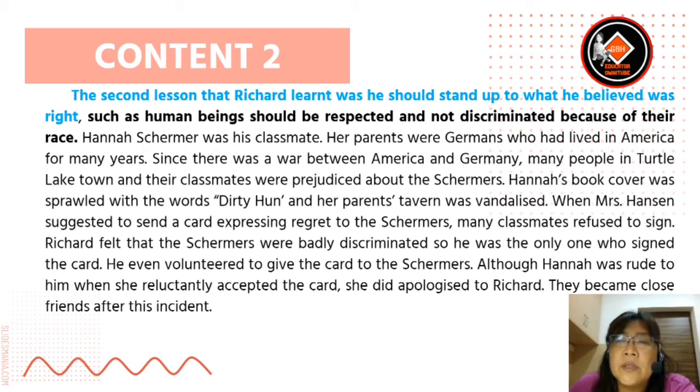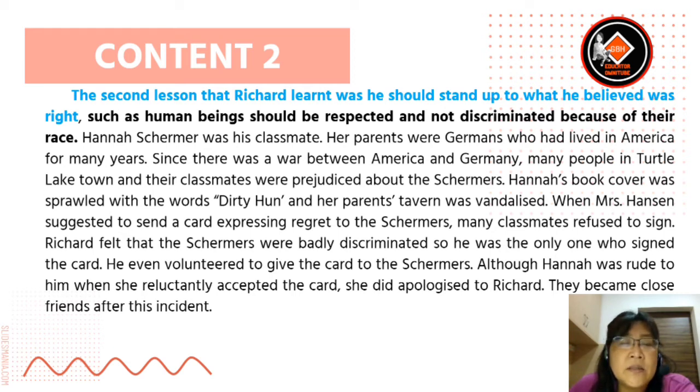For content 2, which is paragraph 3, you can write, the second lesson that Richard learned was he should stand up to what he believed was right, such as human beings should be respected and not discriminated because of their race. Hannah Schirmer was his classmate. Her parents were Germans who had lived in America for many years. Since there was a war between America and Germany, many people in Turtle Lake Town and their classmates were prejudiced about the Schirmers. Hannah's book cover was scribbled with the words Dirty Hun, and her parents' tavern was vandalized.